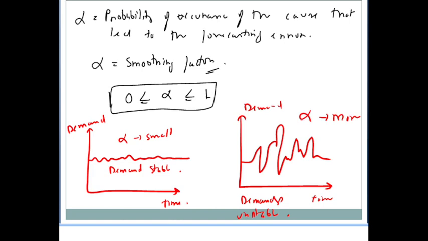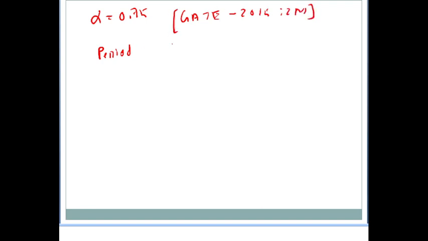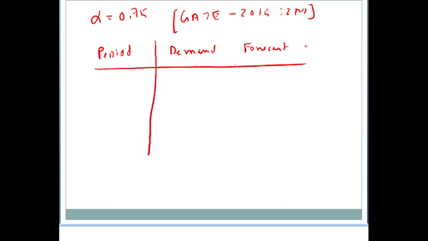Now let's understand with the help of a question. Let's say we are given the smoothing factor alpha to be 0.75, and a table is given. This is a GATE question which was asked in 2015 for 2 marks. This is the period, this is the actual demand, and this is the forecast.